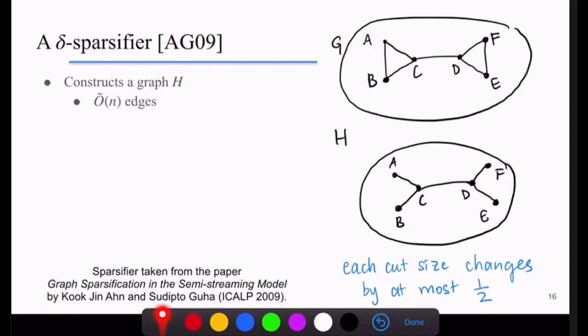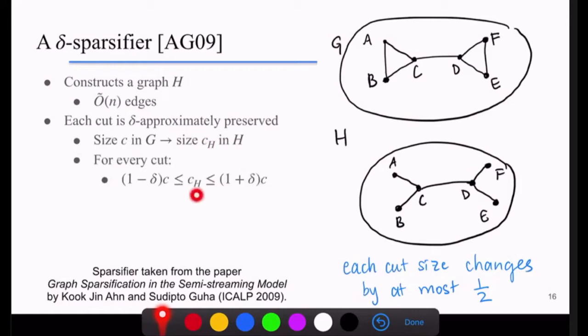We're going to generalize this. So instead of some factor of 1/2, we're going to say that there's a factor delta. So each cut size in G is delta approximately preserved in H. All that means is, say I have some cut in G, then we know that its size in H isn't going to be too different from its size in G. So it's only going to be between 1 minus delta times its size in G to 1 plus delta times its size in G. So all this means is that this cut in G is delta approximately preserved in H.